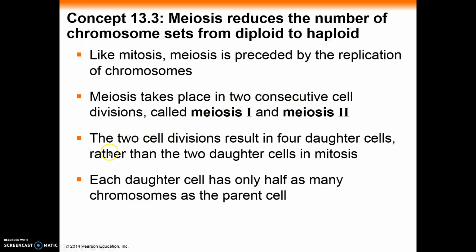1 and 2. Now, the two cell divisions will result in 4 daughter cells rather than 2, which occurs during mitosis. And again, each daughter cell will only have half as many chromosomes as the parent. So here we will have 1N cells.